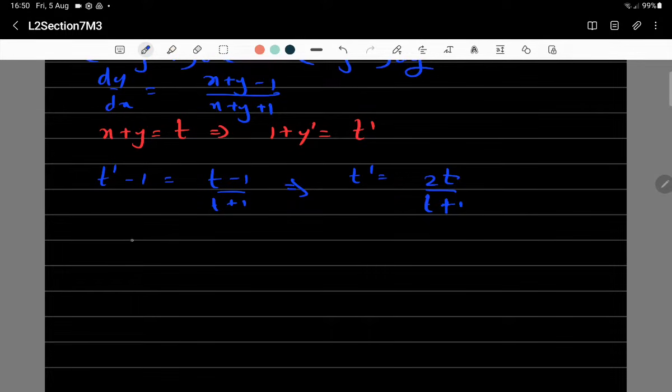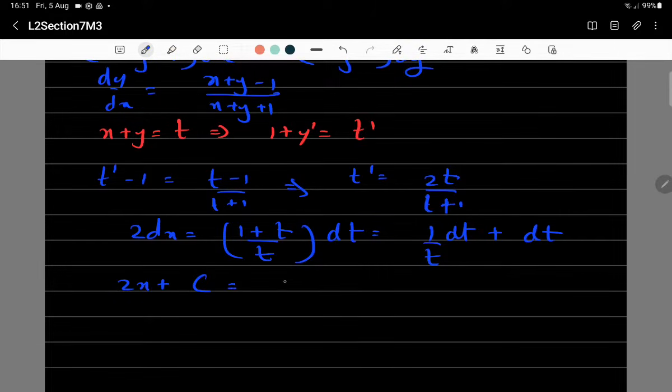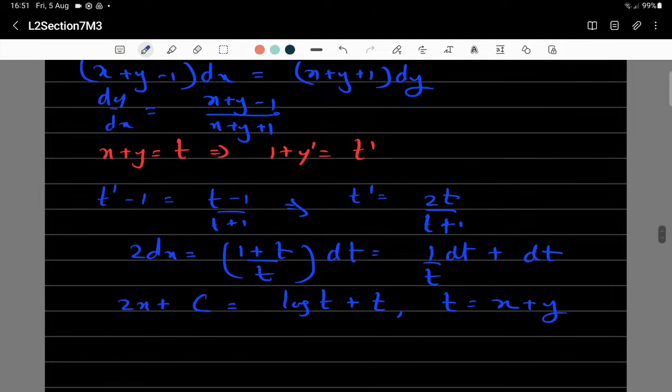So this becomes 2 dx is equal to (1 plus t) by t dt, which is 1 by t dt plus dt. Integrating on both the sides, you will get 2x plus c is equal to log t plus t, where t is equal to x plus y. Yes, so very simple, but you need to identify it is not the case of the homogeneous.